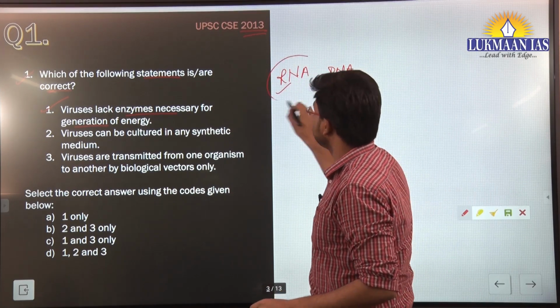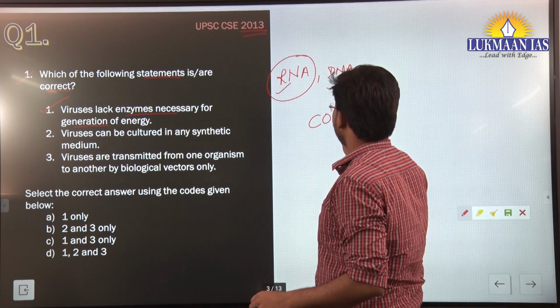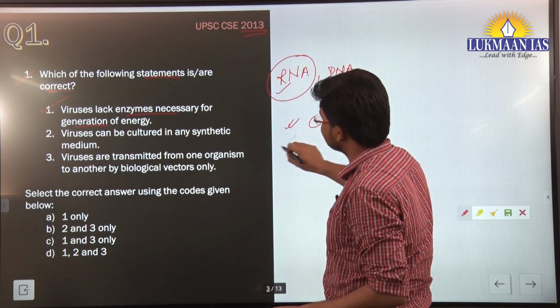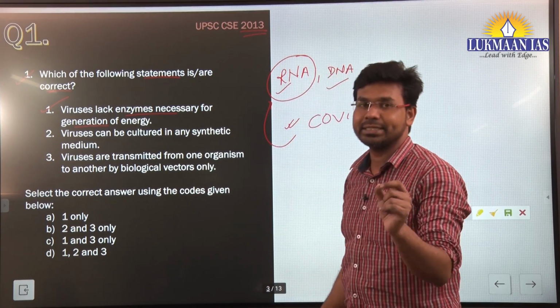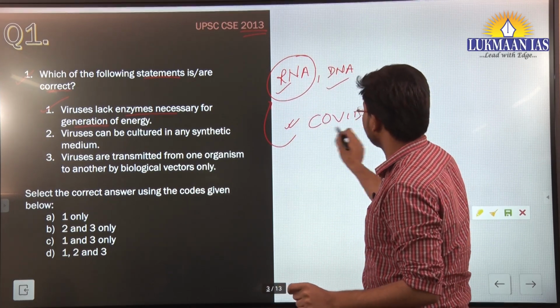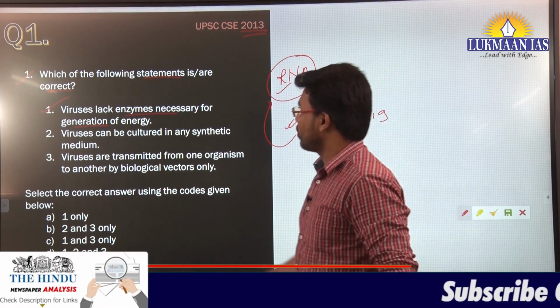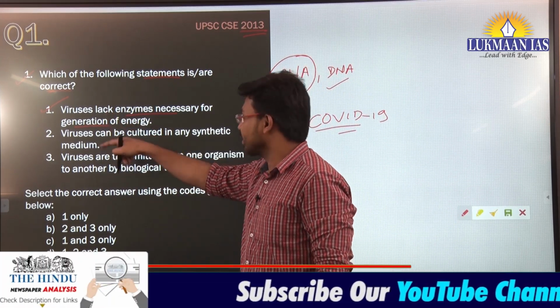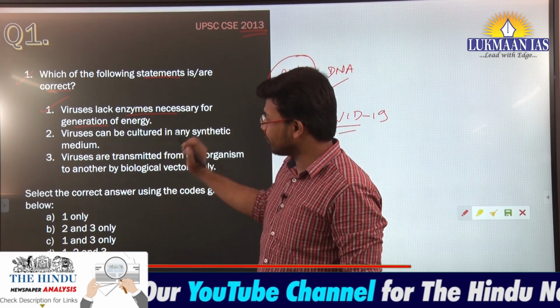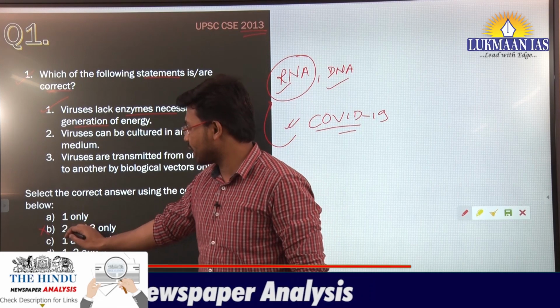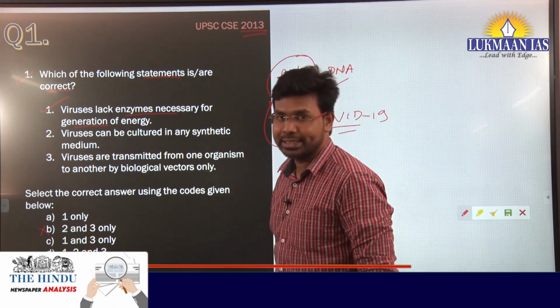If we talk about COVID-19, COVID-19 is also a virus and this is an RNA virus. So this particular virus does not have DNA inside it. So this statement is correct. Apart from this, if statement 1 is correct, we can eliminate option B because it does not have 2 and 3. Now let us take the next statement.